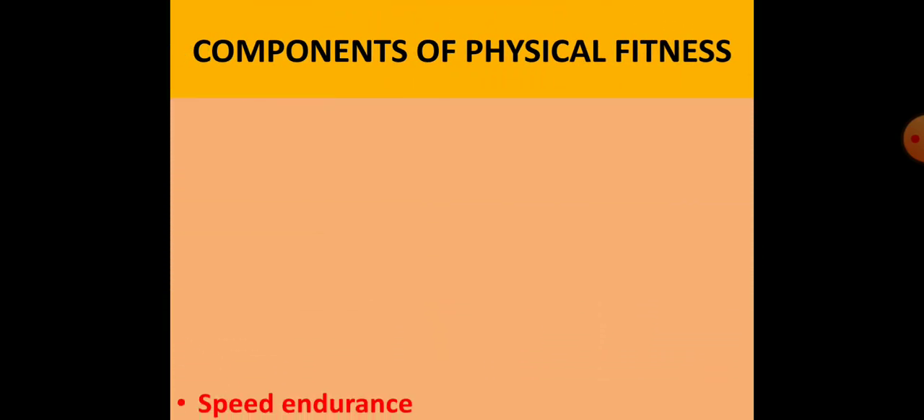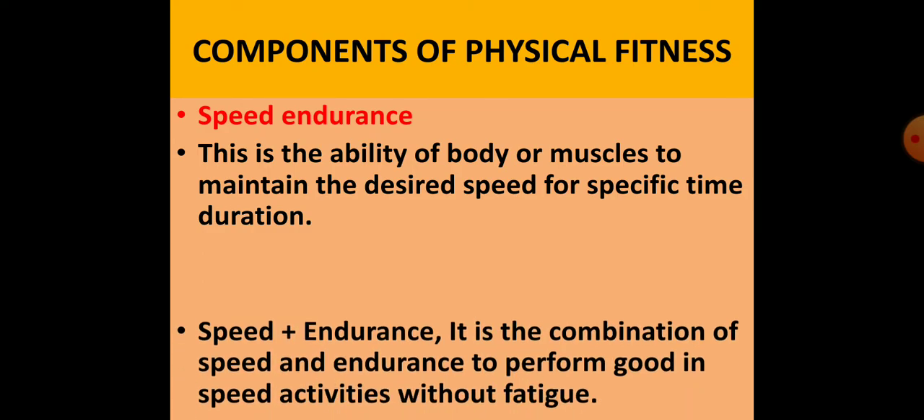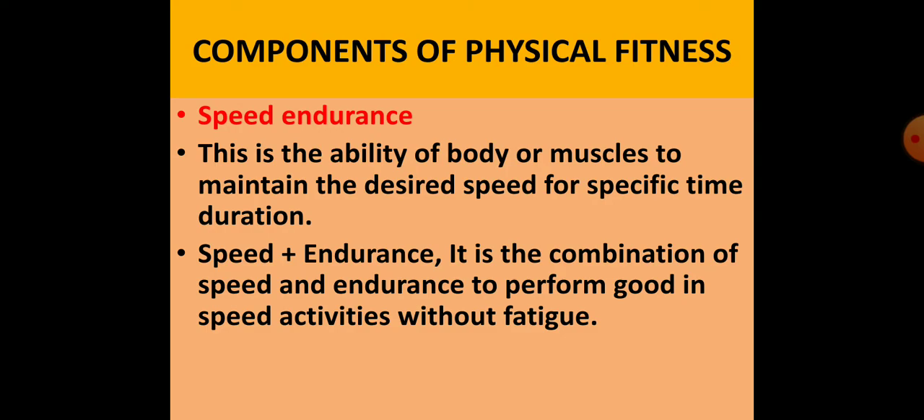Then there is speed endurance. We have also discussed endurance ability during speed. This is the ability of the body or muscle to maintain the desired speed for a specific time duration. Speed plus endurance means speed should be there and we can maintain it for a longer or desired time duration. It is the combination of speed and endurance to perform well in speed activities without any fatigue, without any tiredness, or by delaying the tiredness.